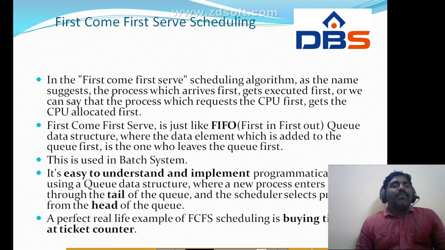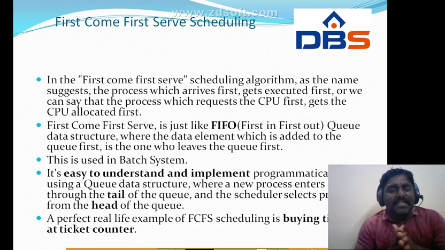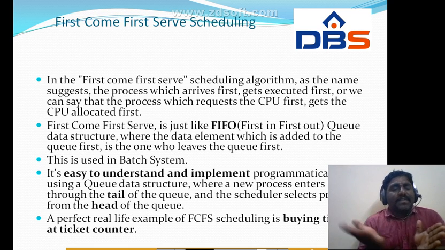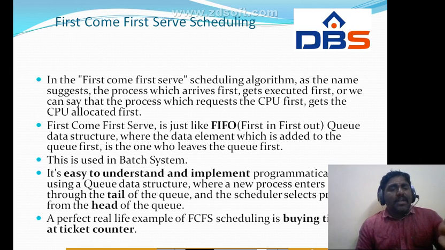Simply, we can compare first come first serve to FIFO in queues. In queues also we have a head and a tail. Head means front, tail means back. This FCFS uses the batch system. As you know, a batch system is sequential execution of processes, in order, first come first serve.